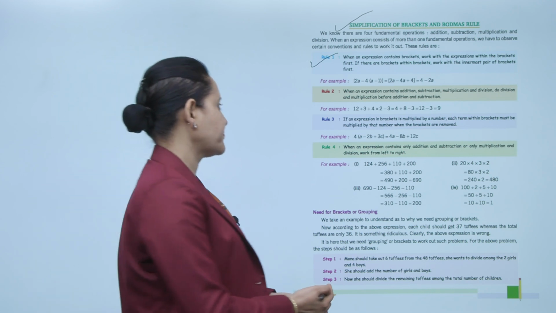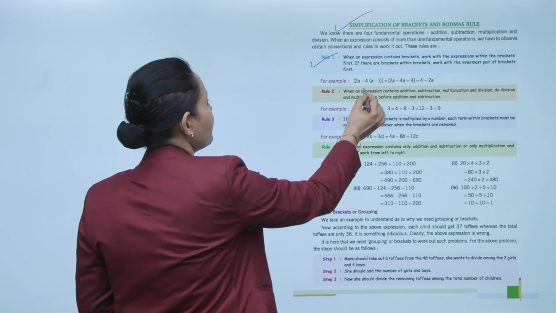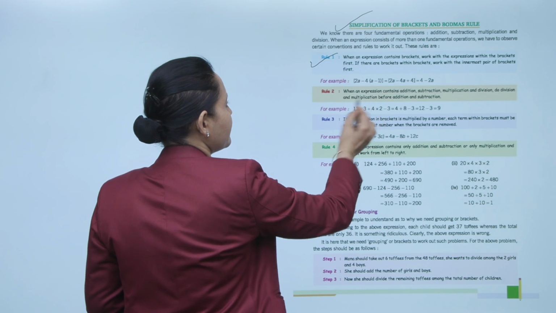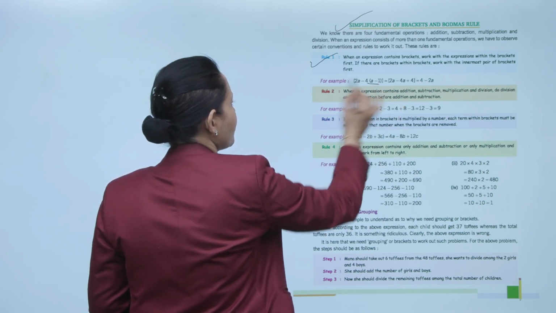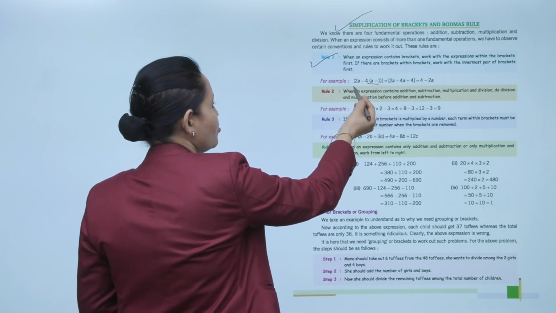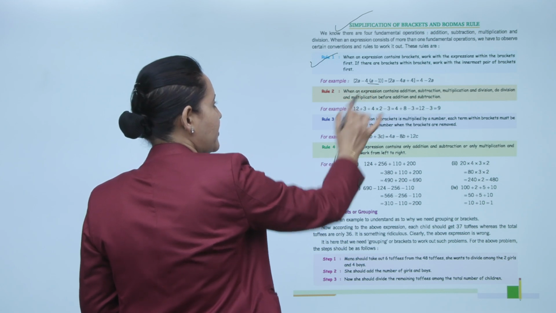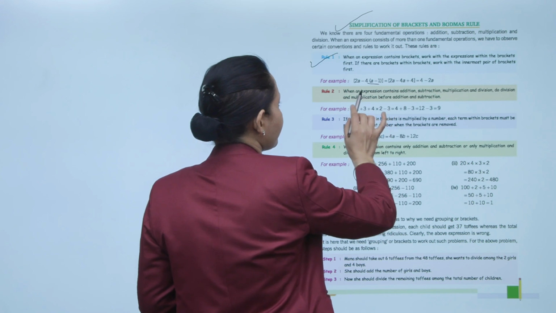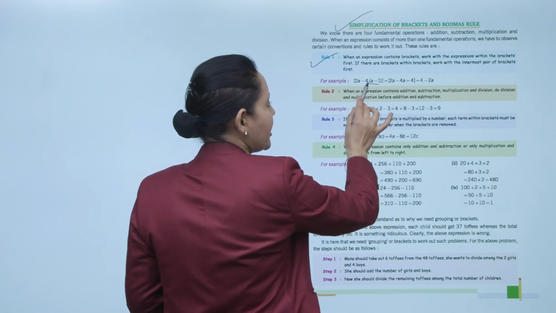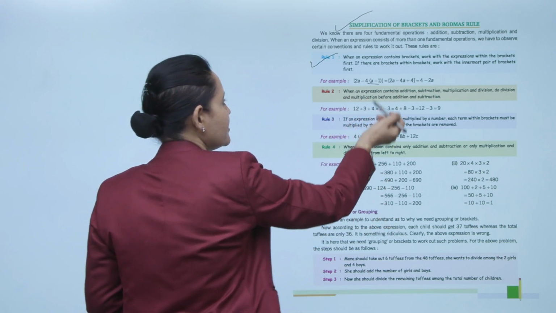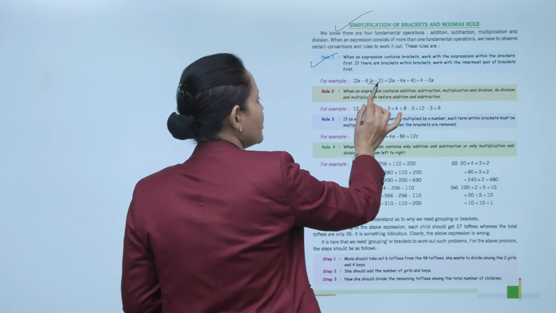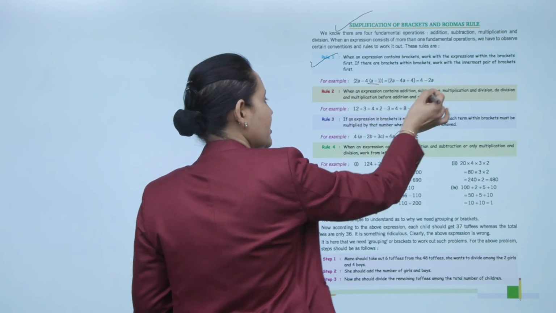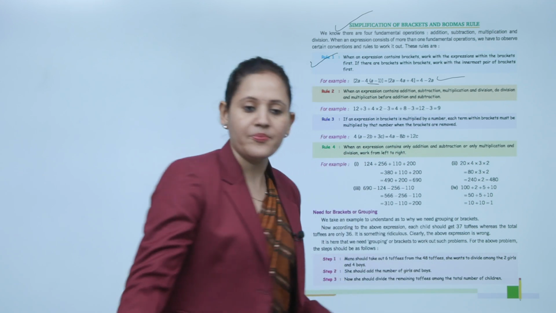For example, first we'll work on this bracket because there is another bracket inside. So first we'll solve this. 2a minus 4, then bracket a minus 1. So 2a, minus 4 into a, what will it be? Minus 4a. Minus 4 into minus 1, that is 4. Then we'll solve it. Clear?